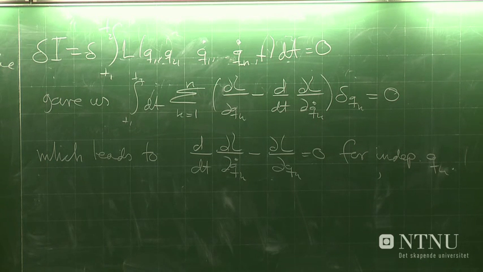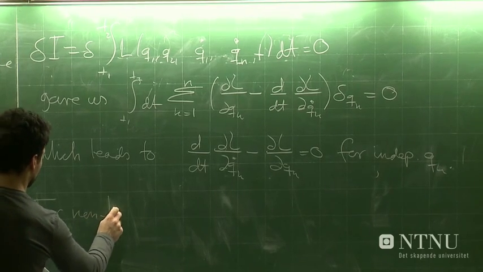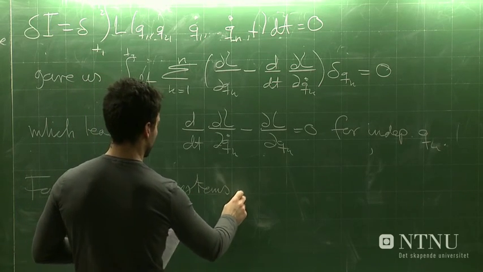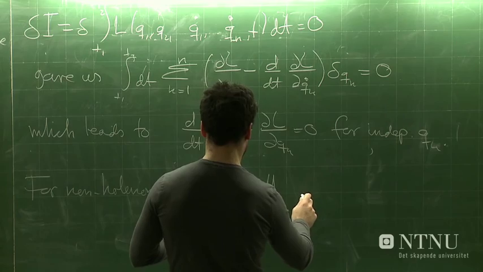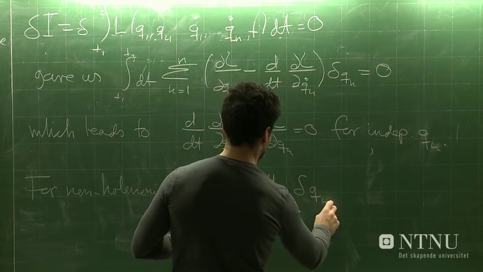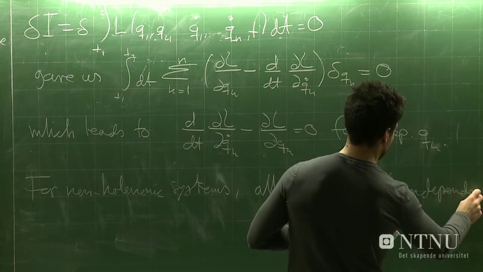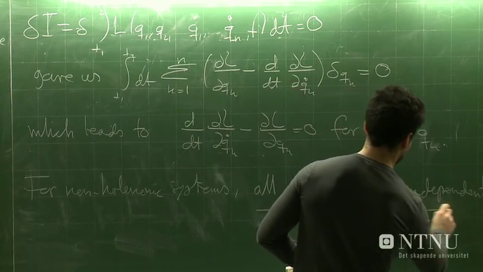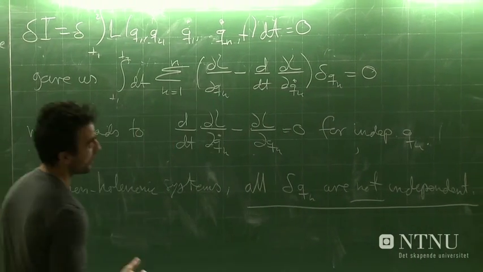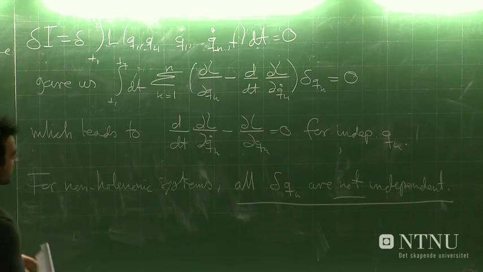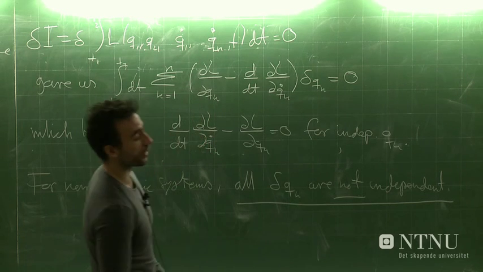So the question is then, how does this change if you have non-holonomic systems? And the main point here is that for non-holonomic systems, all of these virtual variations, del qk, are not independent anymore.